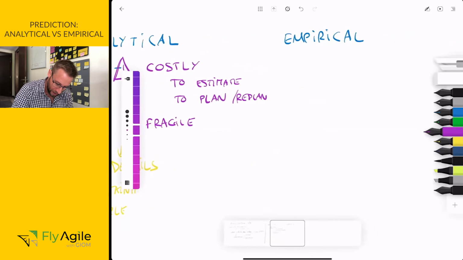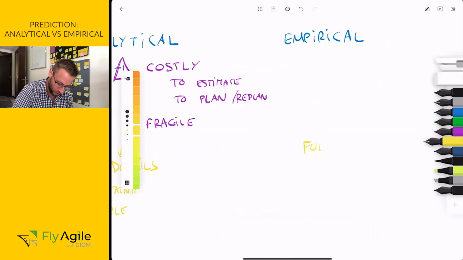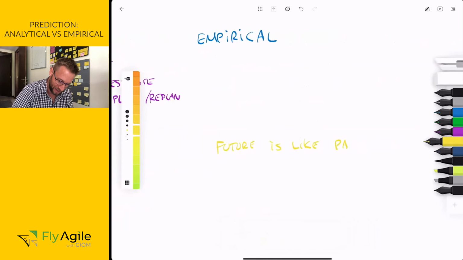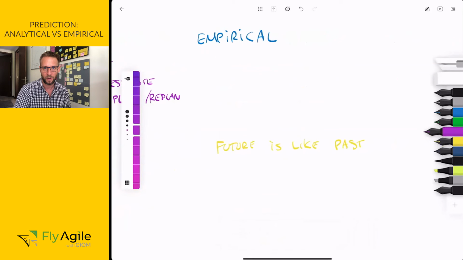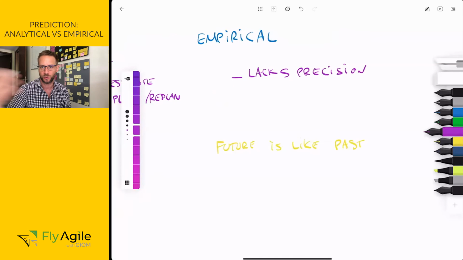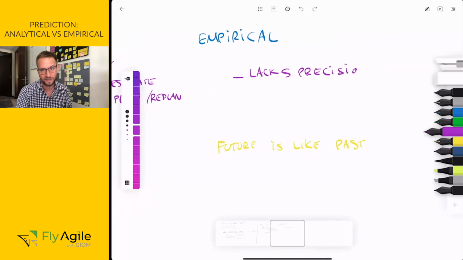Empirical, the strong hypothesis is the future will be like the past. And this is already kind of risky, right? So empirical, the main problem is you're going to have a rough estimate of how it's going to be, plus or minus 20%. Now we realize in complex projects, we're more on the right side.